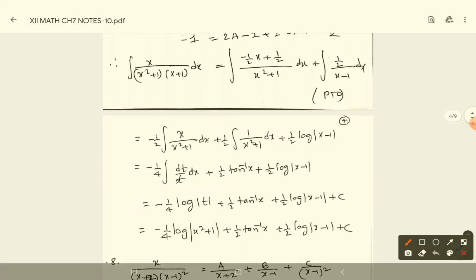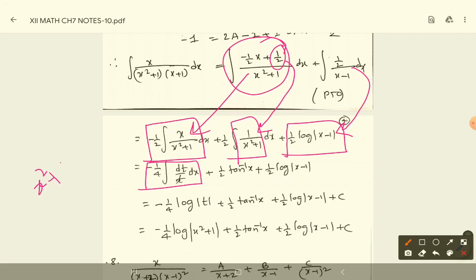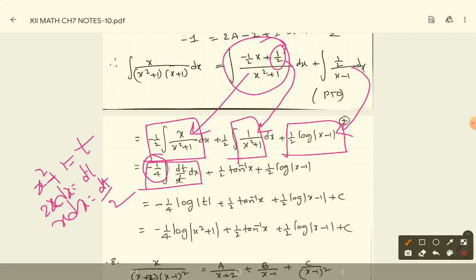So for the integration, what I did here, I have to split minus 1 by 2 x by x square plus 1, 1 by 2 into integration 1 by x square plus 1, 1 by 2 into log mod x minus 1. The third one can be integrated easily. Now the first one is by substitution, meaning x square plus 1 is equal to t. If I take that, I will get it. So 2x dx is equal to dt. Then x dx is equal to dt by 2. So that's why 1 by 2 changes to 1 by 4.